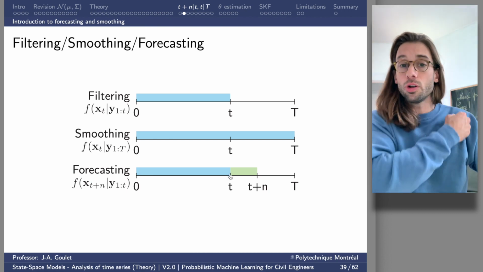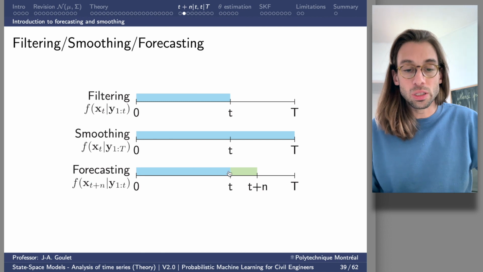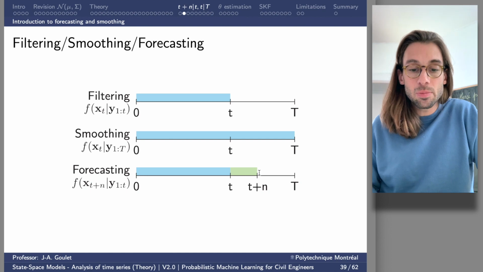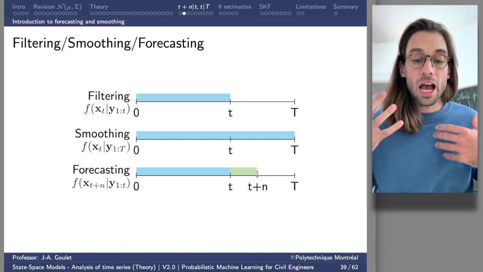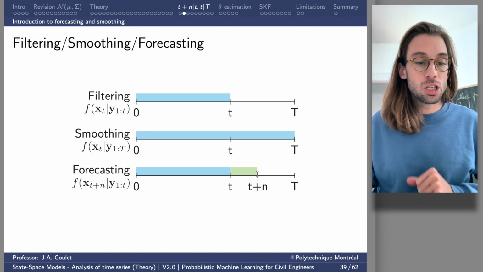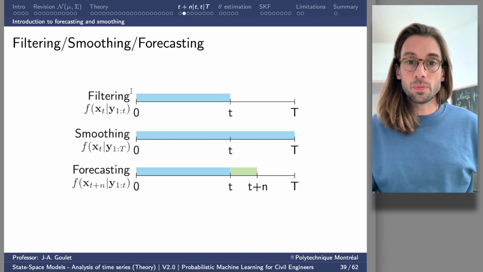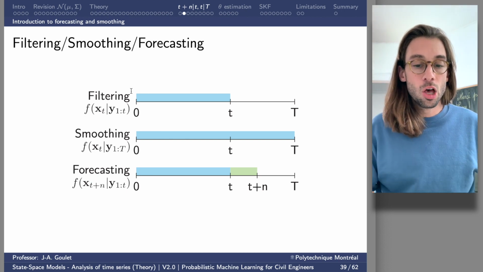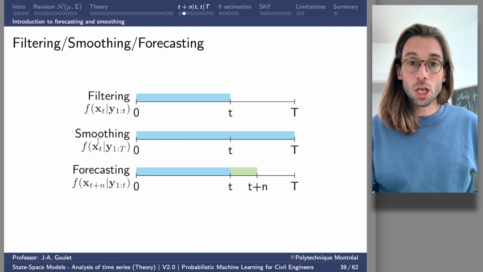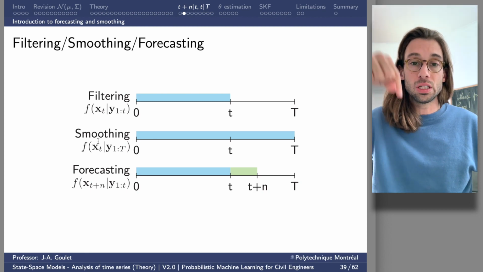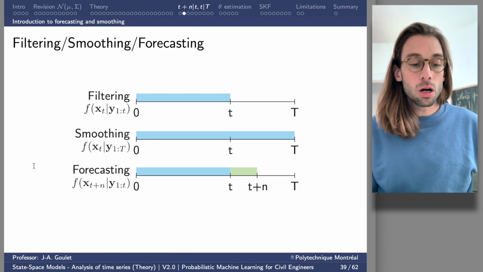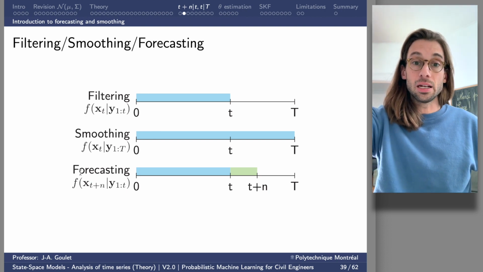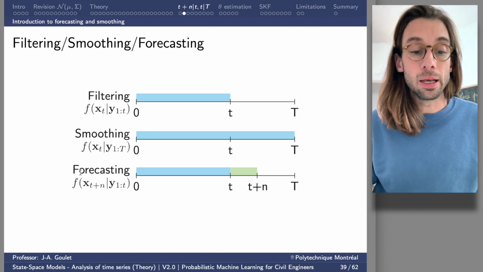We have data only for the past, so from time 0 up to time t. And what we want to do is to forecast n time steps into the future. So what we've seen so far is filtering, using past data to have the best estimate possible for the present. What we want to look at is how we can do smoothing, using past and future data to estimate the current state, or forecasting: how can I predict the future in the case where I don't have data yet, to forecast what is upcoming.